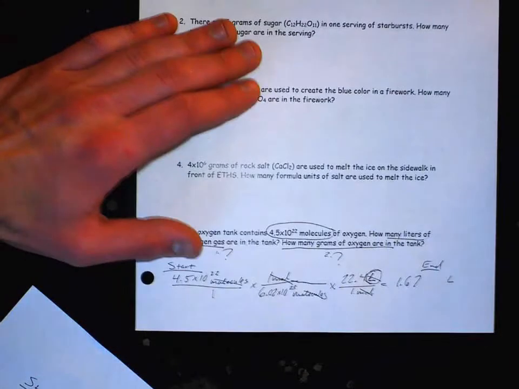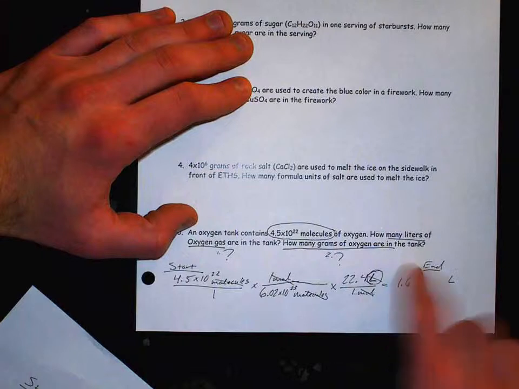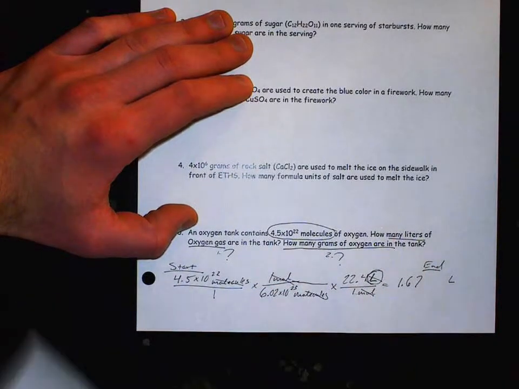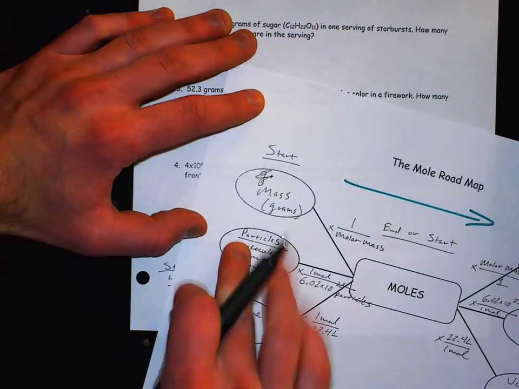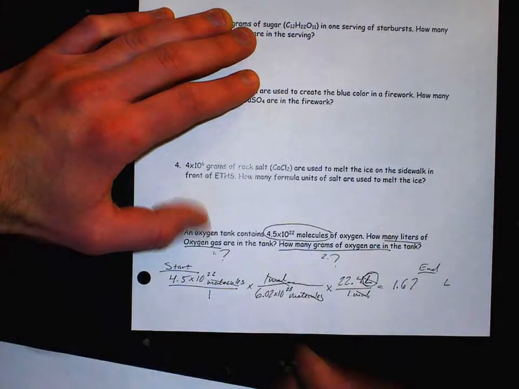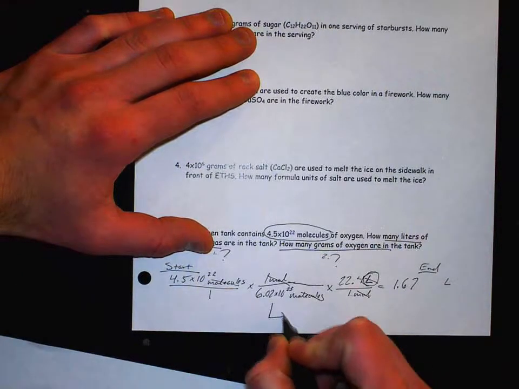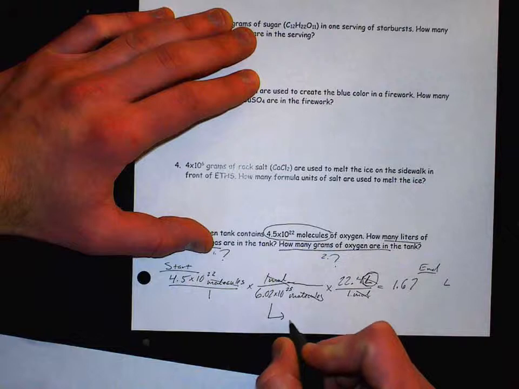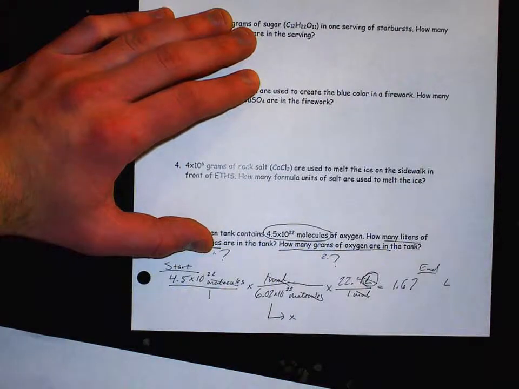Alright, one more step to get this second question. We already converted into moles. We went from particles to moles, so we can continue from there. We're already in moles. What we need to do now is get from moles to mass.